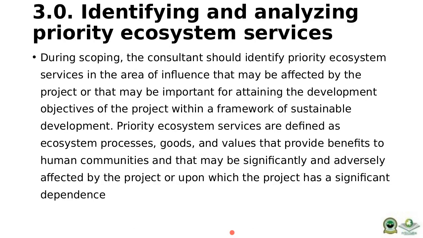Now, identifying and analyzing priority ecosystem services. We have defined what ecosystem services are, the services, the regulatory services. We know that the clean water that we drink, the fresh air we breathe are also services of ecosystem. What the ecosystem provides: we plant our crops, we harvest them, there is pollination, there is recycling of nutrients. These are all ecosystem services.